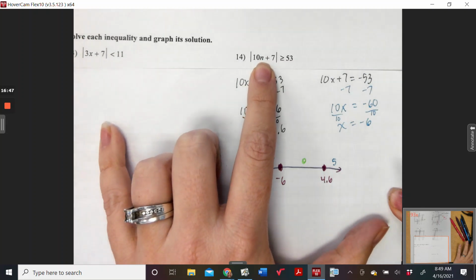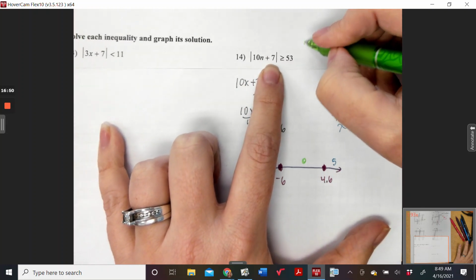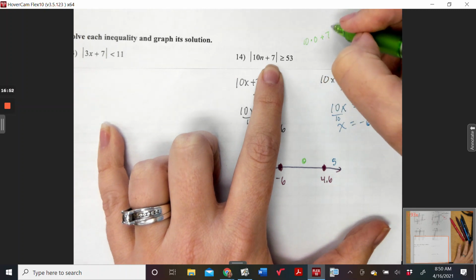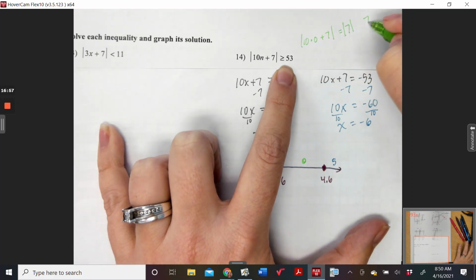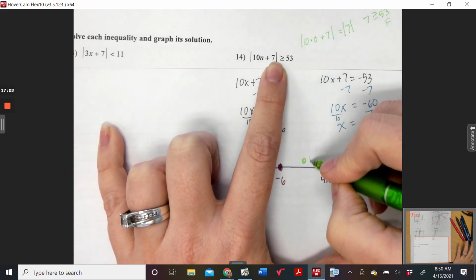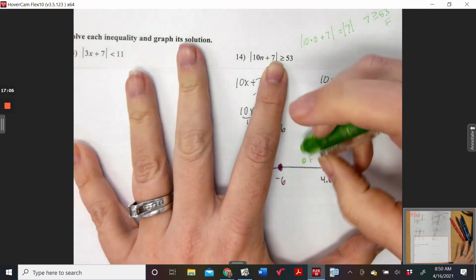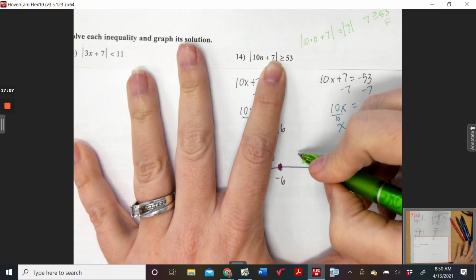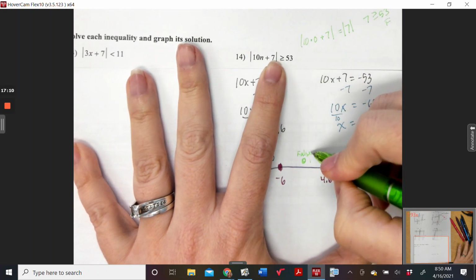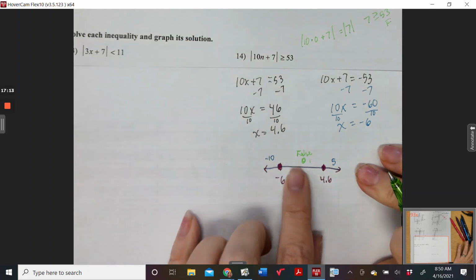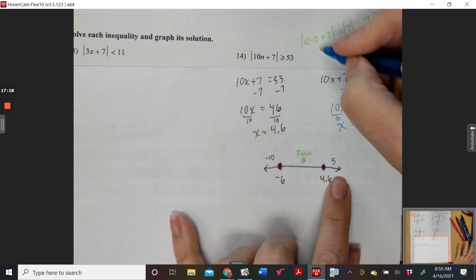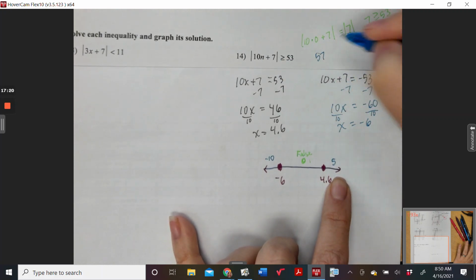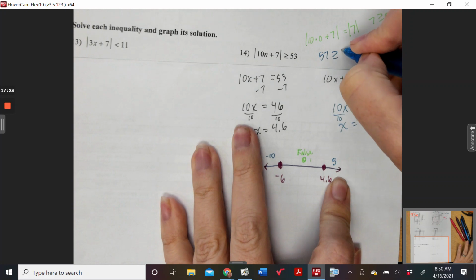Always testing in the original. So when I plug in 0, I get 10 times 0 plus 7, which is equal to 7, absolute value. So 7 greater than 53? No. So 0 is false. I'm going to go ahead and write false above it so that there's no confusion, so it doesn't look like the word of. So that one was false. Now I'm going to test 5. So then I'll have 50 plus 7, which is 57. The absolute value of 57 is 57. And that's true.